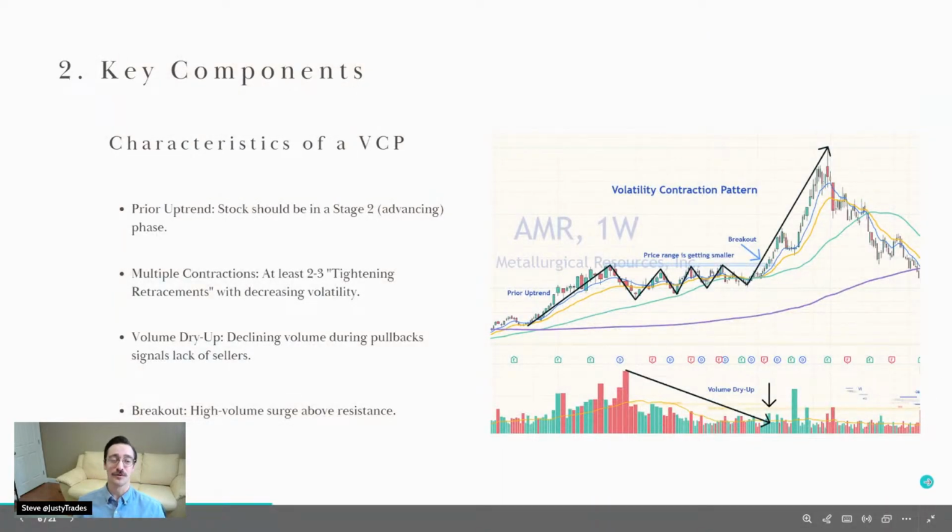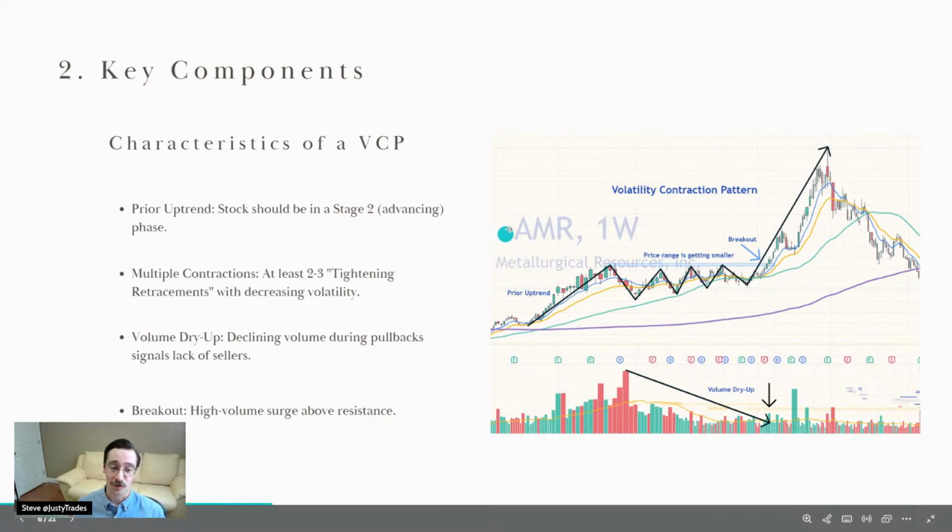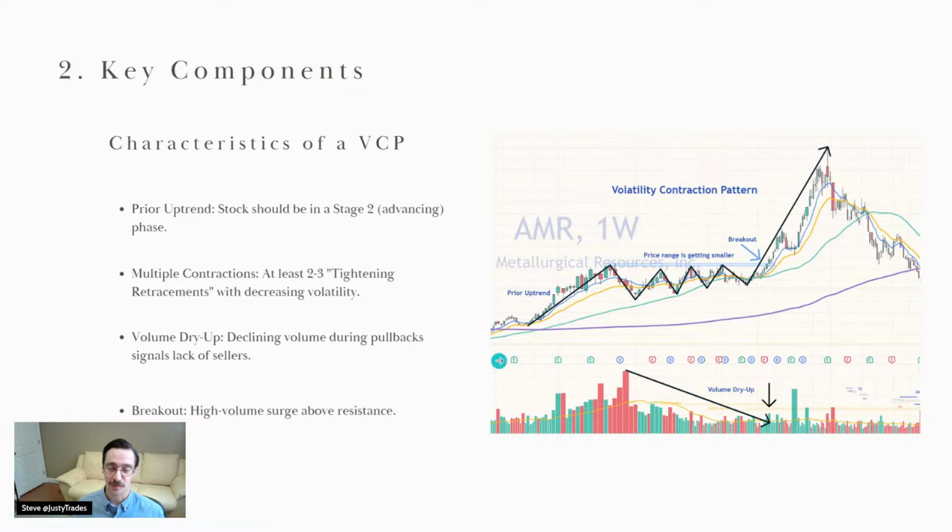So, key components of a VCP. We've got four things that we really want to keep in mind, and let's just walk through them here. We're going to use AMR. This chart is from, I believe, 2021, maybe 2022, and it is a great example that I personally traded. I did not catch the whole move, and we'll talk about that. But it was a great trade for me, and it's a really beautiful stock and a really beautiful example.